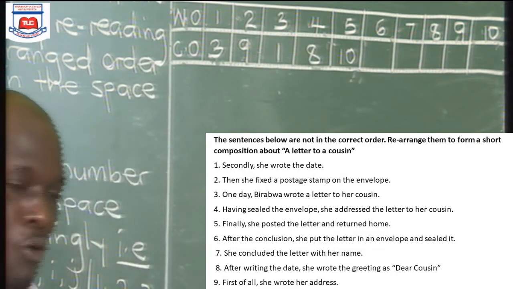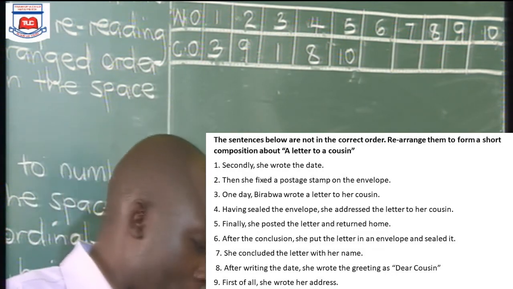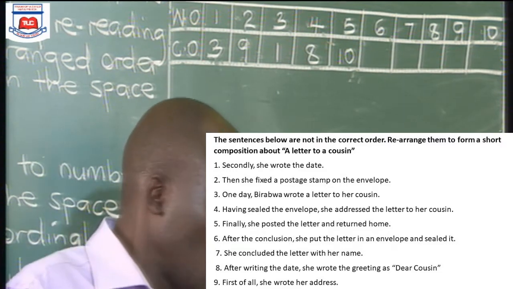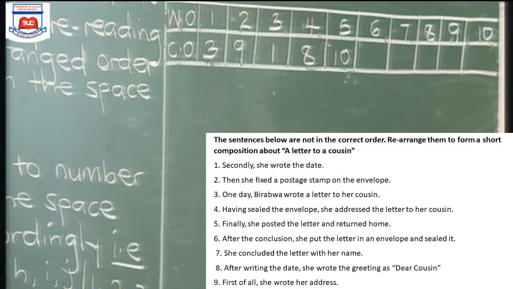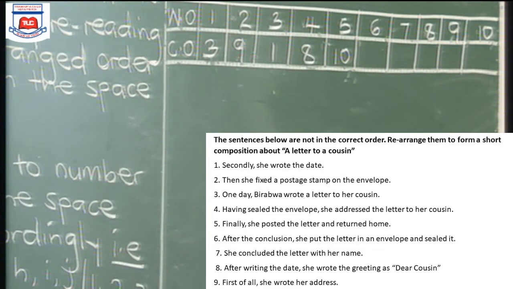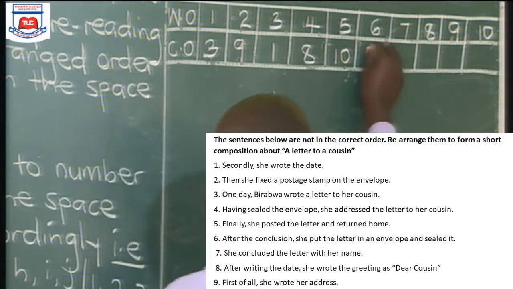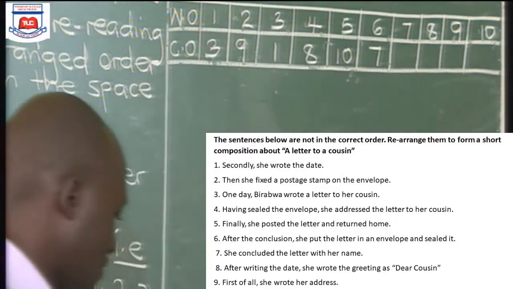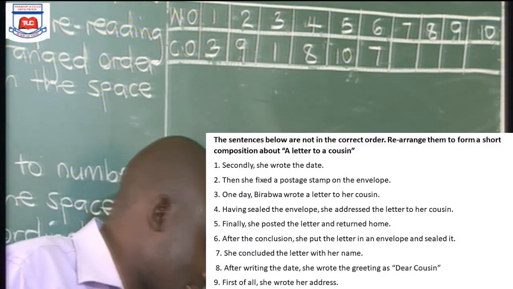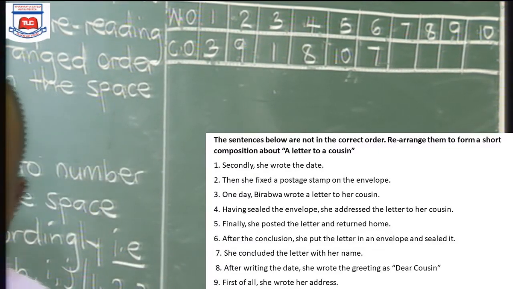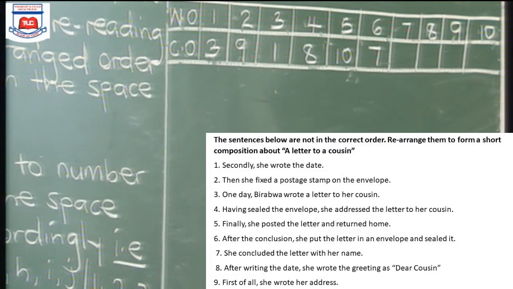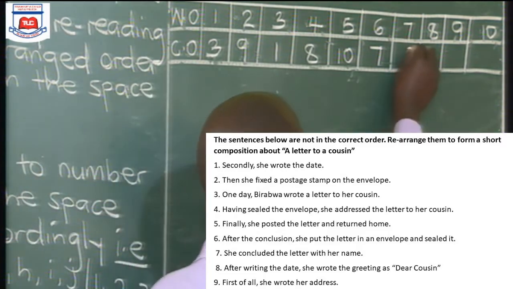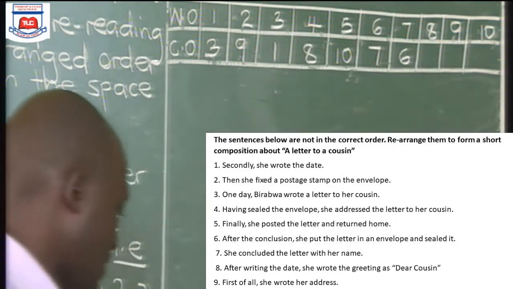In addition to writing the date and the greetings, she wrote the message that she wanted to convey to her cousin. After writing the message she wanted to convey to her cousin, our number 6 is number 7. What does number 7 say? She concluded the letter with her name. After concluding the letter with her name, our number 7 is number 6. Yes. What does number 6 say?